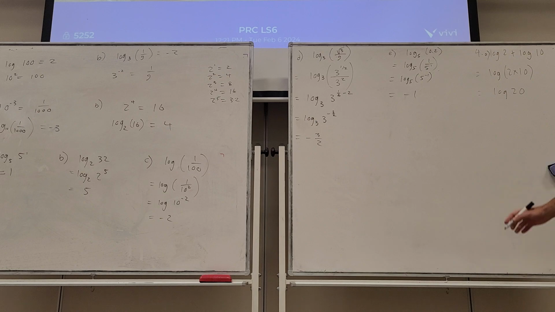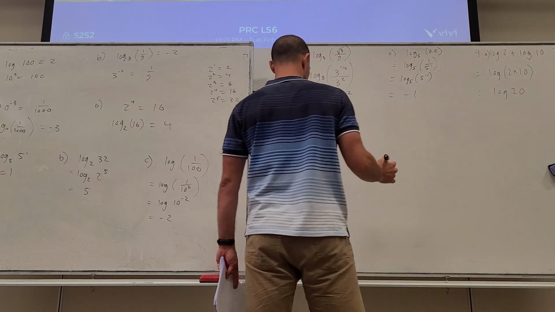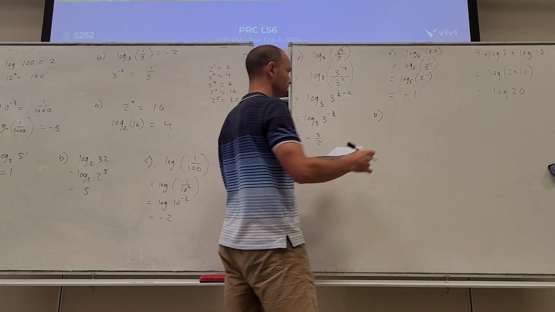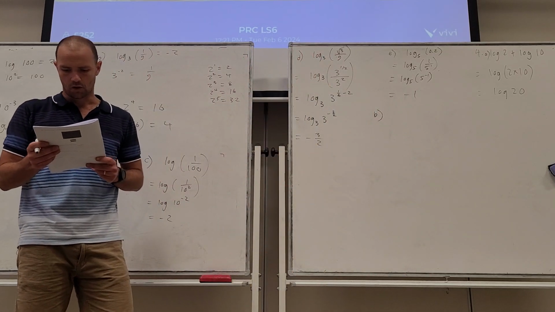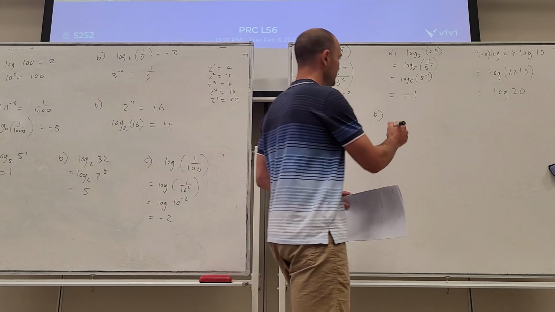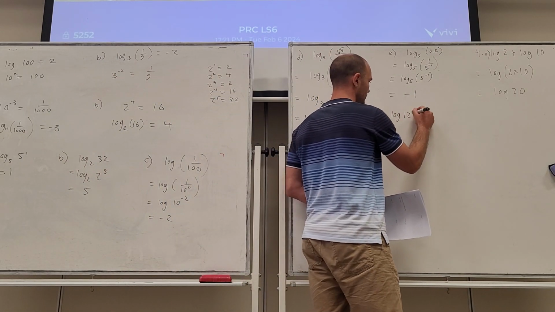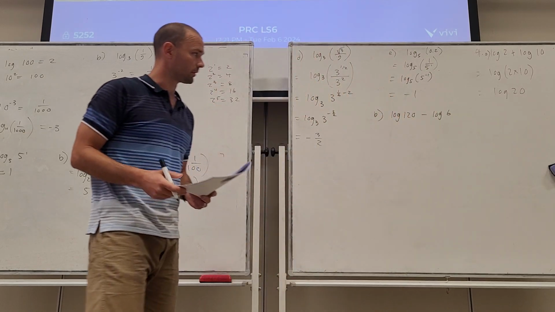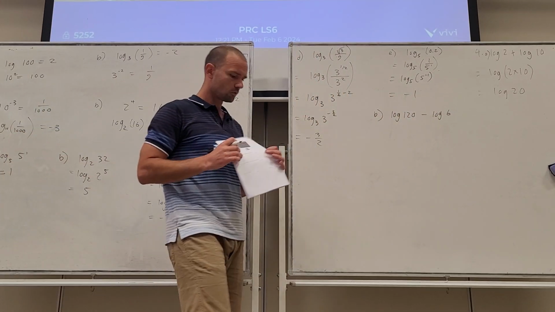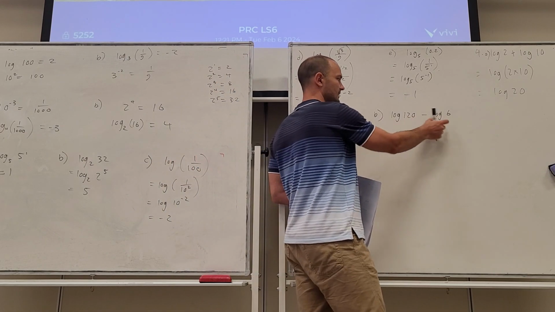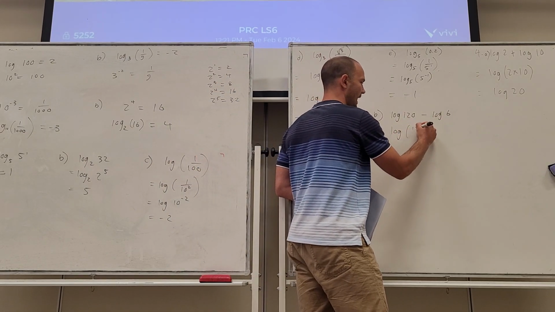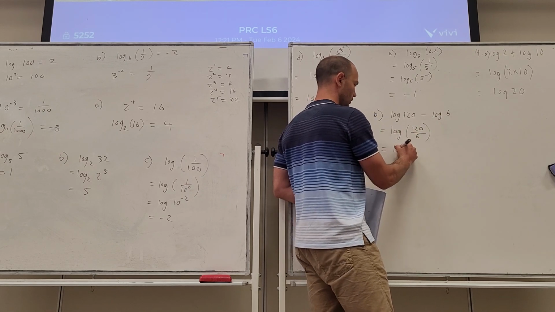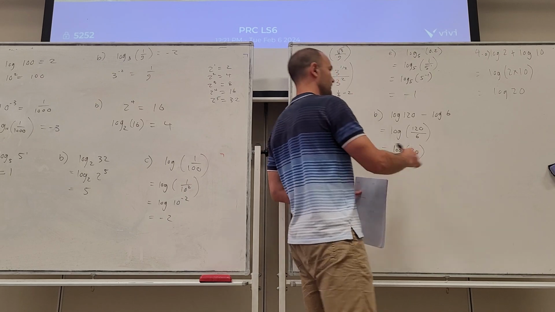Okay, so that's 4A. I'll do 4B here. All right, we have log of 120, take away log of 6. Now we want to express these as a single logarithm. So this time we're using the second rule listed there. Log of A take B becomes log of A on top of B. 120 divided by 6 will be log of 20.